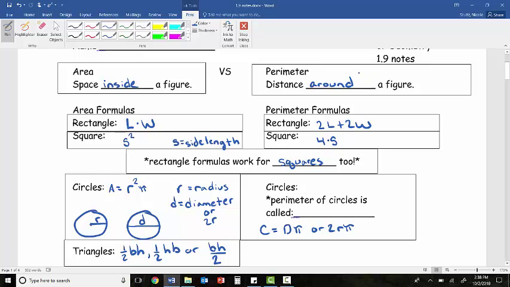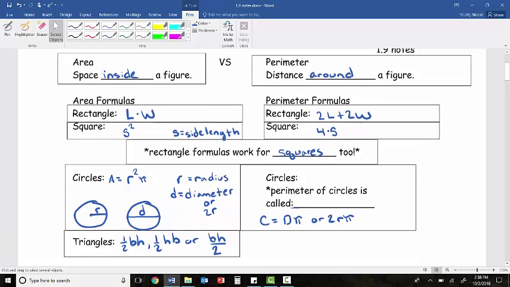Perimeter is the distance around. So, for example, if I was fencing a garden, that would be perimeter because you put a fence around, not through your garden. If you want to paint your wall, you're going to paint inside the wall, not just around it. So that's area. Make sure that for word problems, we know which ones are area problems and which ones are perimeter problems.